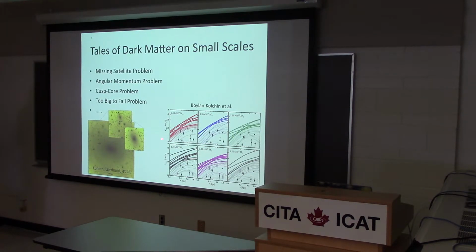However, if you compare the properties of these structures with properties of observed satellites or other observations of dark matter on a small scale, so this is just one example, I don't want to get into the details, this is the too big to fail problem. There seems to be some discrepancy between predictions and observations.